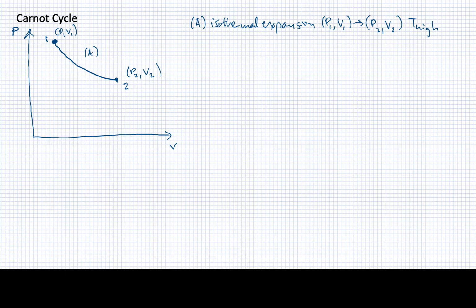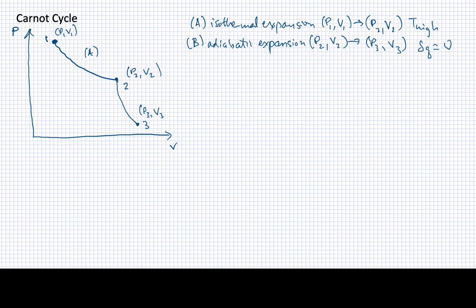Now, the second step of the Carnot cycle involves an adiabatic expansion, and this is now going to take us to a new point P3 V3. So we're going from P2 V2 to P3 V3, and it doesn't have a constant temperature, but I'll remind you that on an adiabatic path that means that we don't have any heat exchange happening. Remember also that adiabatic paths tended to be a little steeper than isotherms, so I'm going to draw it very steep like this down to point 3, and this is P3 V3.